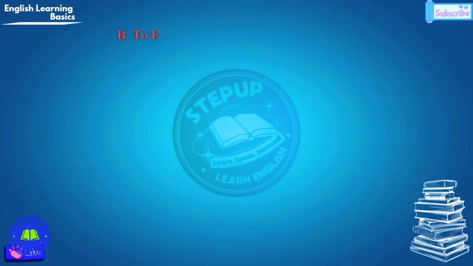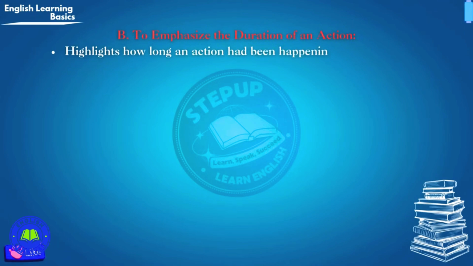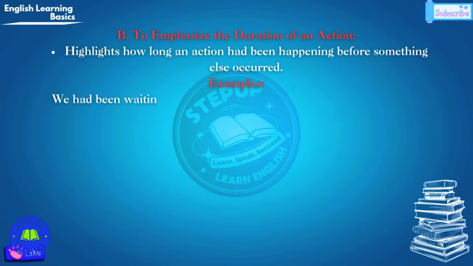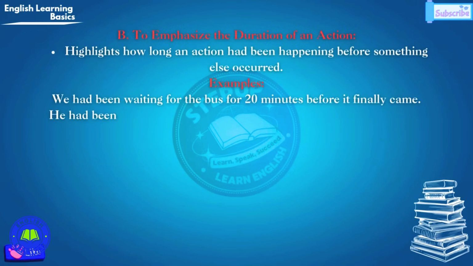B. To emphasize the duration of an action. Highlights how long an action had been happening before something else occurred. Examples. We had been waiting for the bus for 20 minutes before it finally came. He had been working on the project for weeks before the deadline was extended.